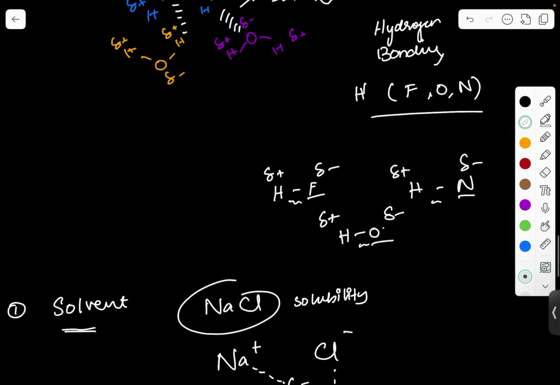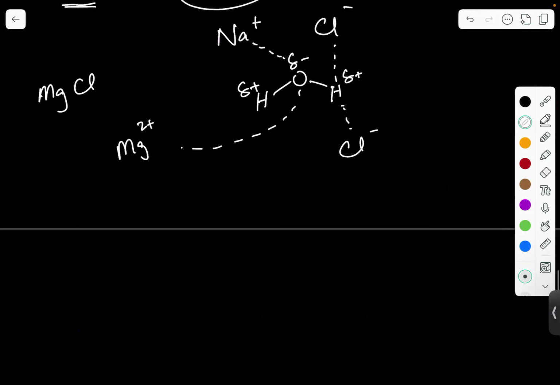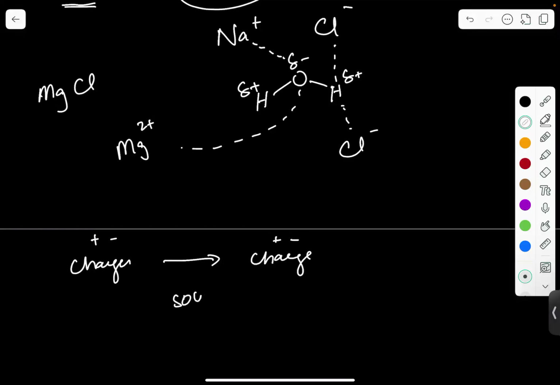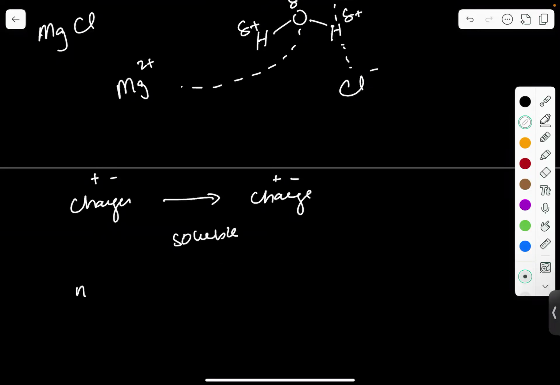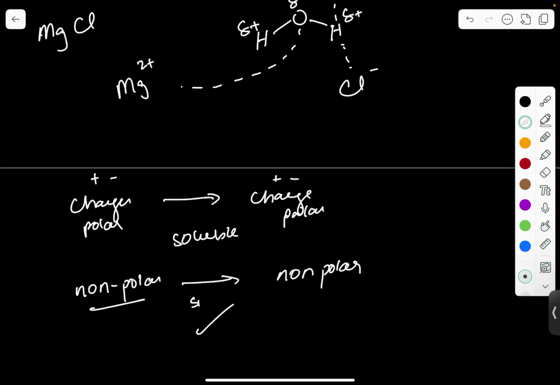If you are dissolving something polar, by polar I mean something with charges, positive and negative, into something with charges, then they are soluble. If you're dissolving something non-polar into non-polar, then that will work because they both don't have anything. But what doesn't work is this cross thing. This is not possible.